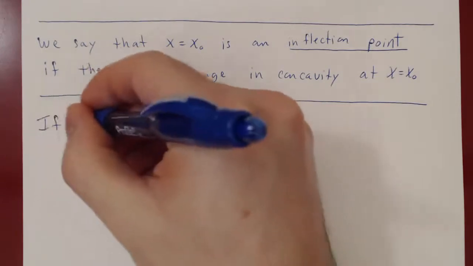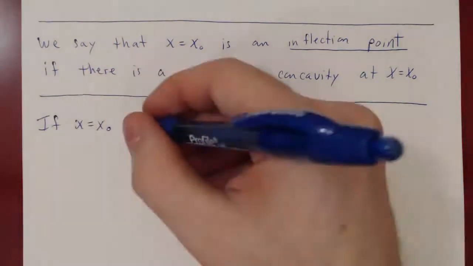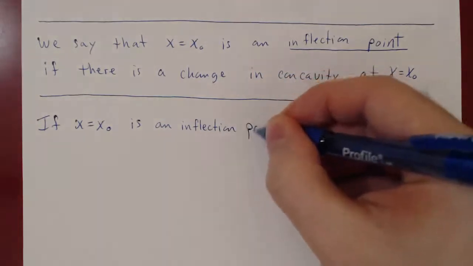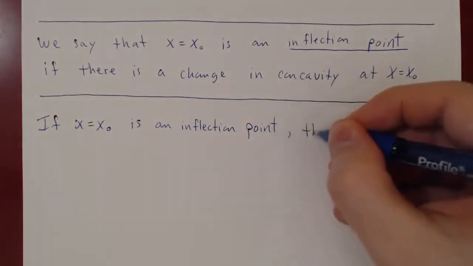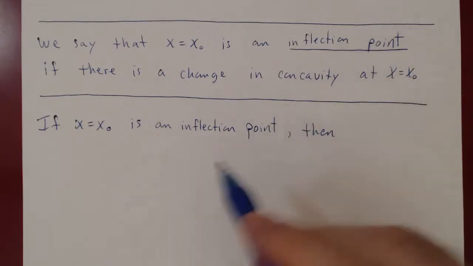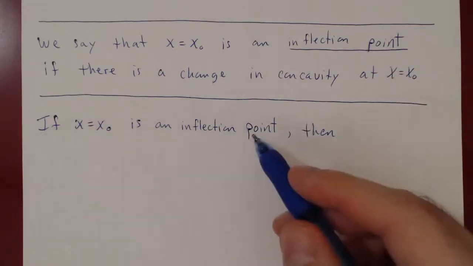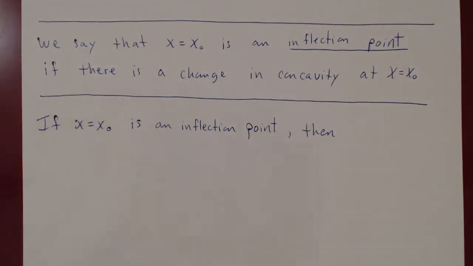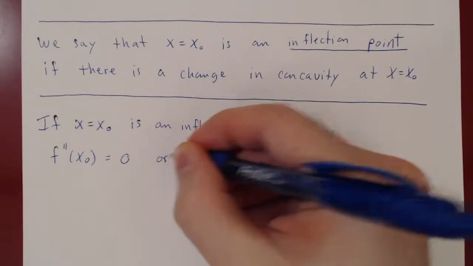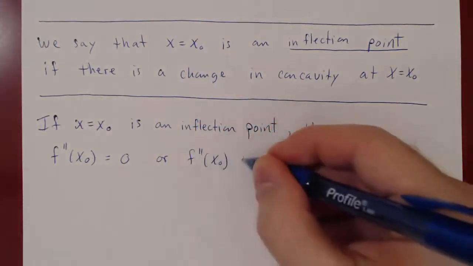So if x equals x0 is an inflection point, then the only way to have an inflection point, again, an inflection point is a point where concavity changes, and the only way to have a change in concavity, concave up to concave down, concave down to concave up, is for the derivative to change sign. So it has to be a point where the derivative is zero or undefined. So then, not the derivative, but the second derivative, sorry, then either the second derivative at this point equals zero, or the second derivative at this point is undefined.